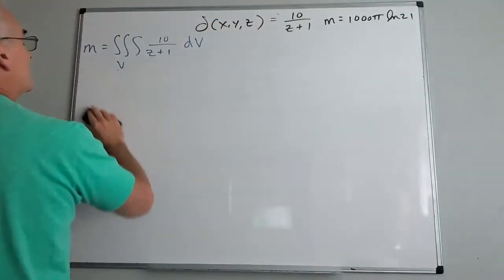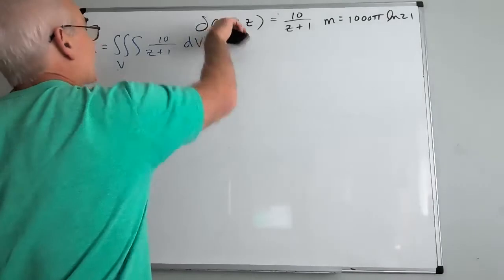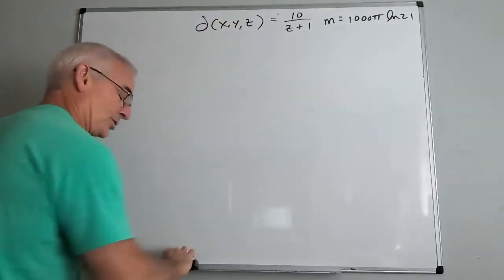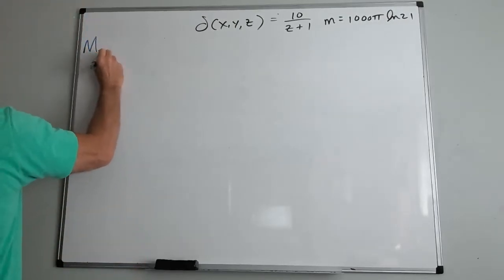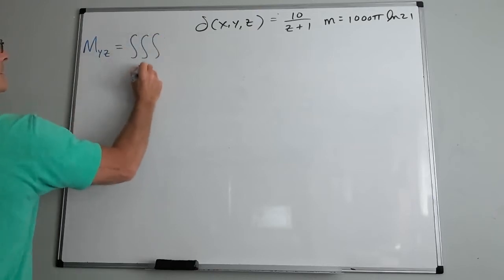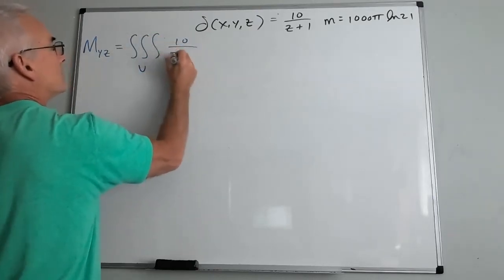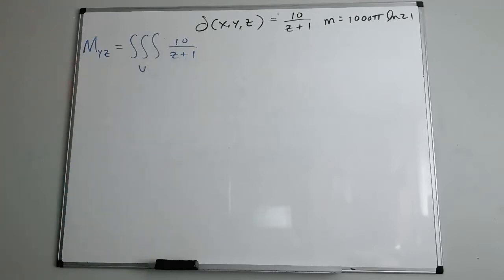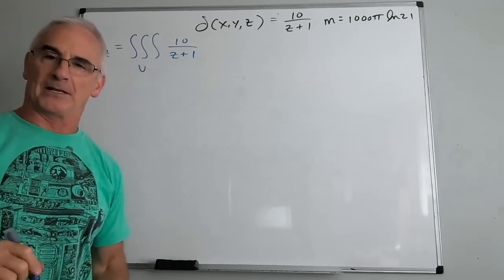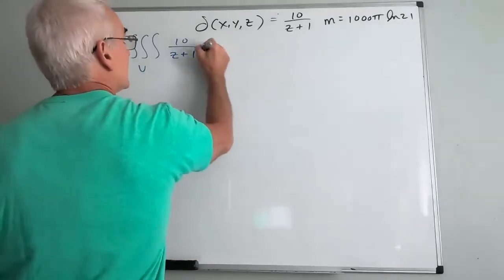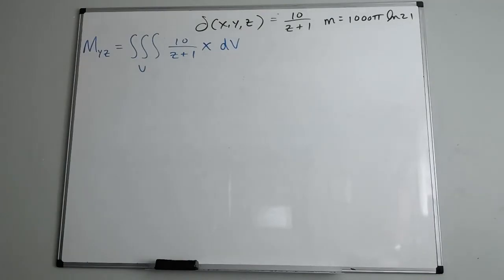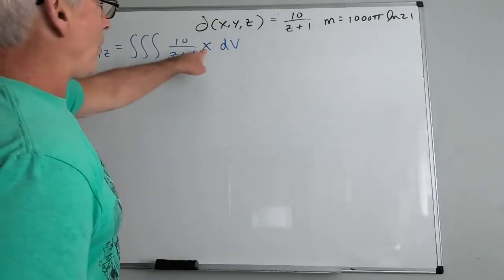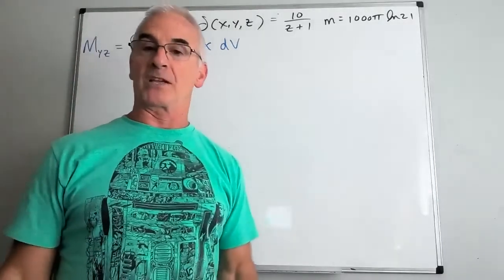So let's start with the moment that involves the x distance. So that'd be the moment to the YZ plane, and that now I'll use capital M. Is there a multiplier? This is the distance to the YZ plane: x. And then dV. We haven't gone polar yet, so I have to put that x in there. So now when I go polar, that x is going to become r cos theta, isn't it?